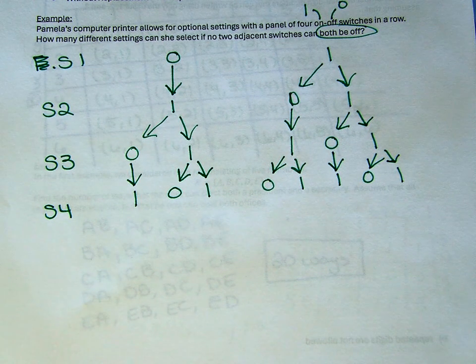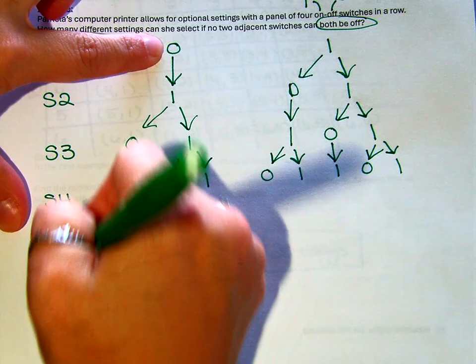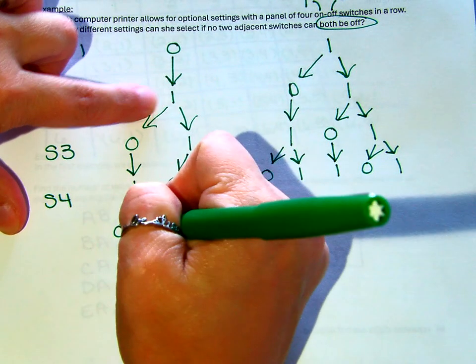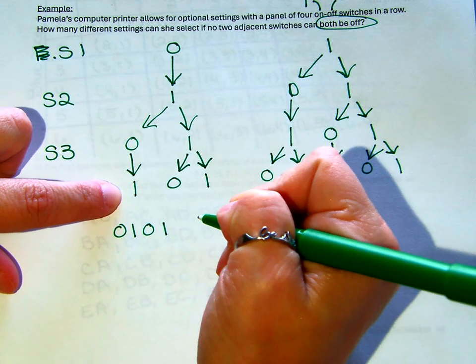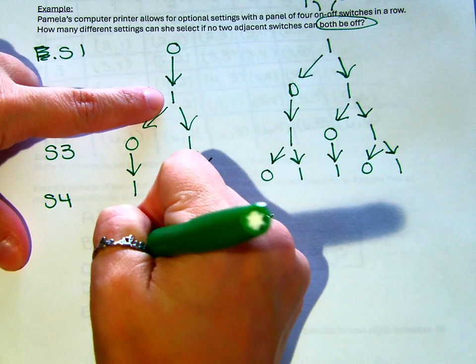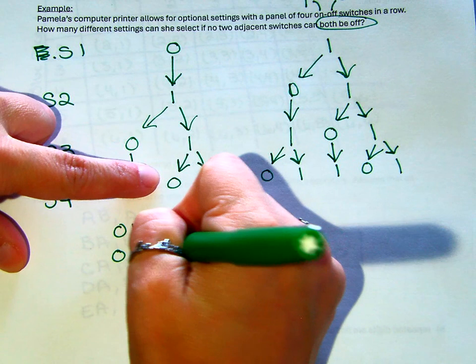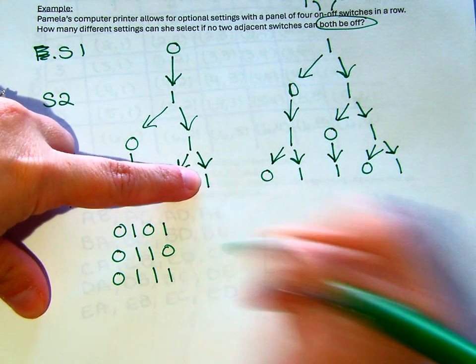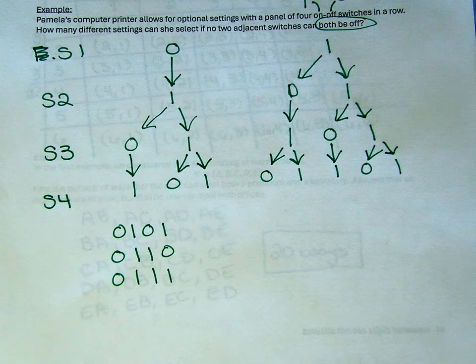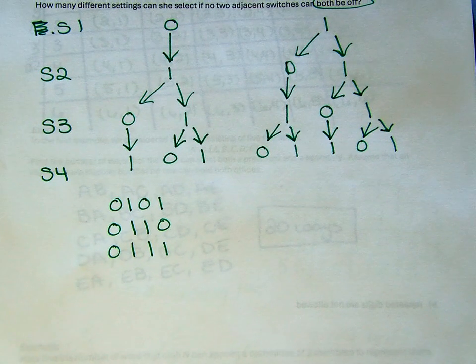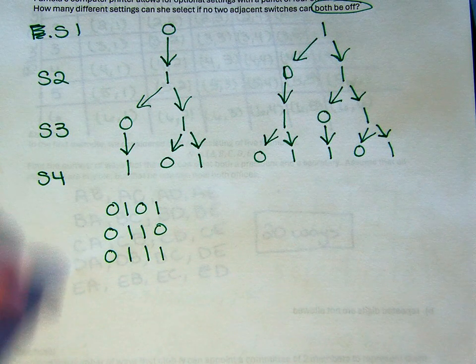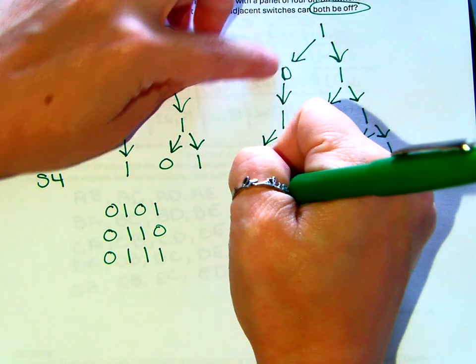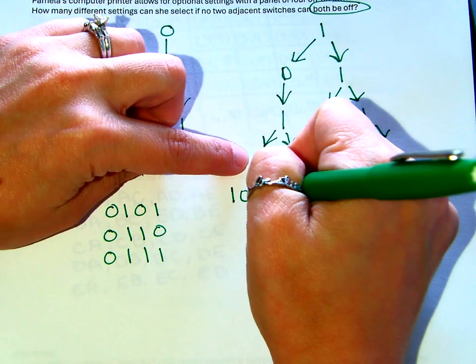So Pamela's computer printer could have her switches being off, on, off, on, or off, on, on, off, on. That's all the options from this branch where we start with an off. Sorry, you can't see all that. If I start with an on, I could go on, off, on, off, or I could go on, on, off, on.